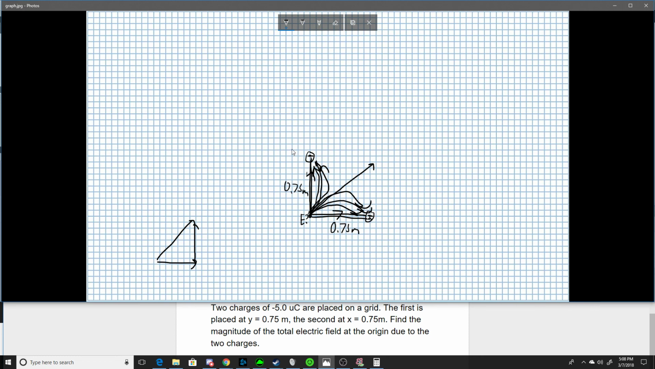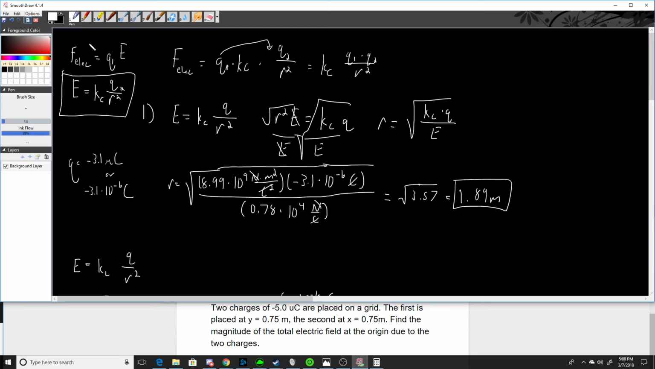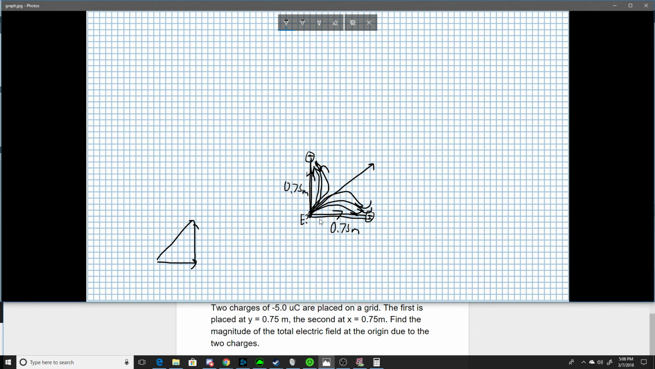That's the other part. Going back to the right image and finding the electric force on it. Now that we know the electric field, if I place a known positive charge here, I know what direction the electric force is going to be in because of that.